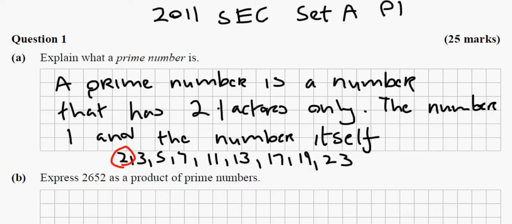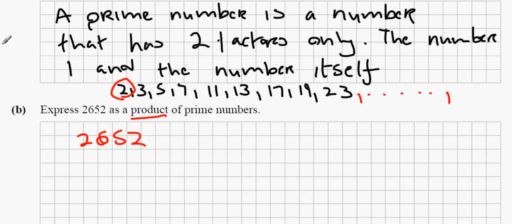Okay, so the next thing we gotta do is express 2652 as a product of prime numbers. What this means is that we basically got to break it down into its factors. A factor is something that it can multiply into or divide into equally.